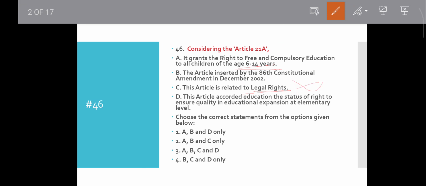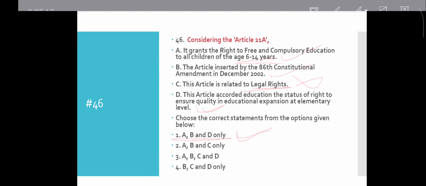Legal right, not legal. It is incorrect. D said the article accorded education the status of right to ensure quality in educational expansion at elementary level. Elementary level. Yes, it sounds correct. So, Article 21A provided the free and compulsory education to the 6 to 14 age children. Yes, A is correct, B is also correct, and D also sounds correct. A, B, D. Option A will be the correct answer. Okay. Move to the next question.